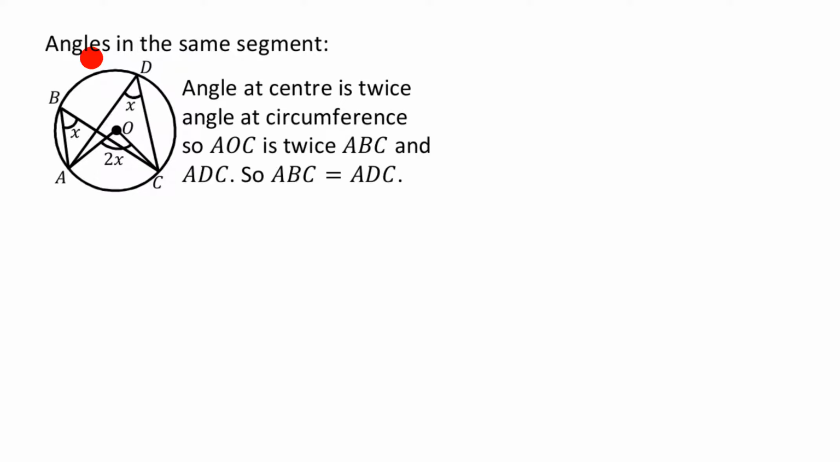So let's prove this circle theorem: angles in the same segment are equal. So what's that rule anyway? Let's quickly remember, what is this rule? Angles in the same segment are equal.